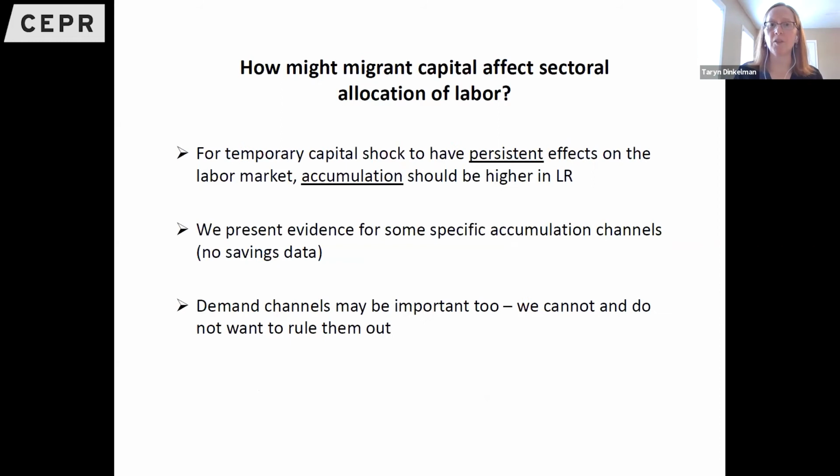So what we're interested in looking at is whether we can find evidence of accumulation that would explain why this temporary capital shock has persistent effects on the labor market. We're going to provide some evidence for some specific accumulation channels, but we don't think the demand channel is unimportant. We think it's important. We just don't have anything that we can measure in our data to track that down.